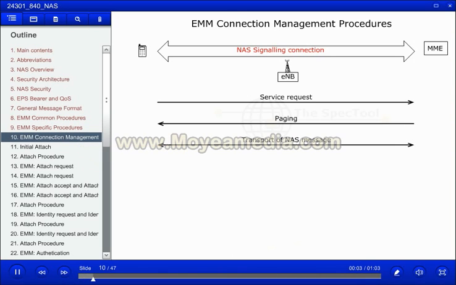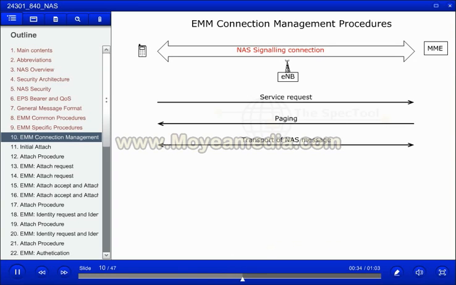EMM connection management procedures are valid only in S1 mode. S1 mode is when the access network is an E-UTRAN. The service request is initiated by the UE to establish a secure connection to the network and/or to request resource reservation for sending data.